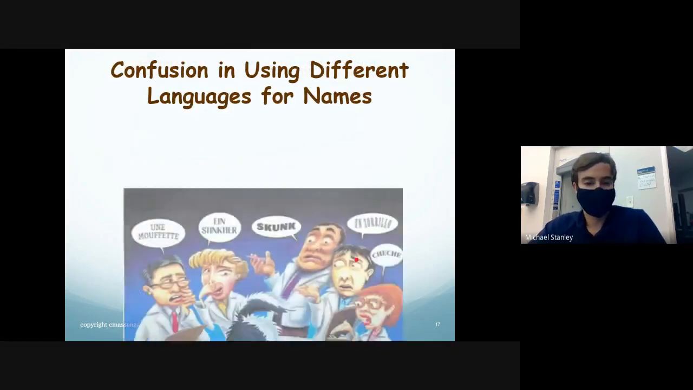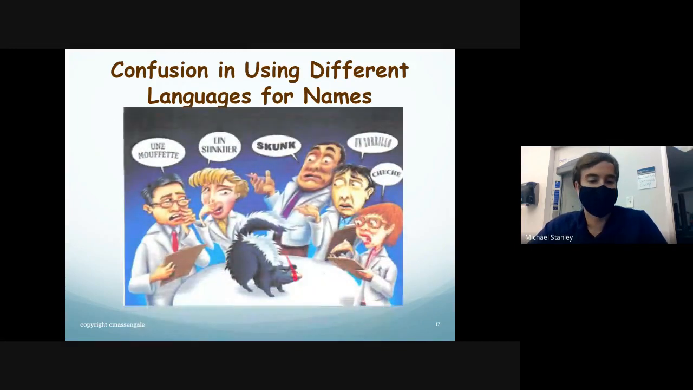For example, if I were to put in front of you a small furry mammal that had a white striped black body and was very, very stinky and smelly, you'd probably call it a skunk. But if you were in Germany, you'd call it ein Stinktier. If you were in France, you might call it une mouffette. If you're in Spanish, you might call it, I forget the Spanish name, Zorrillo.